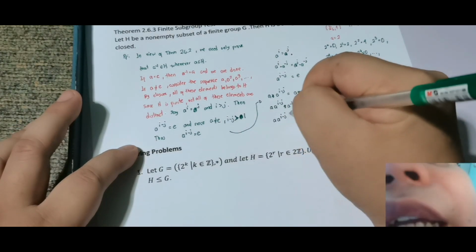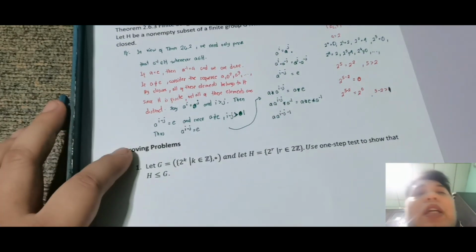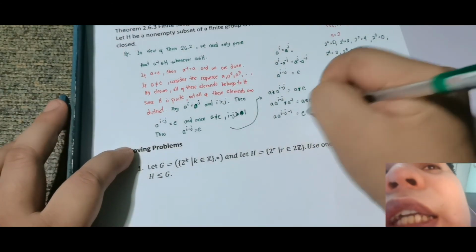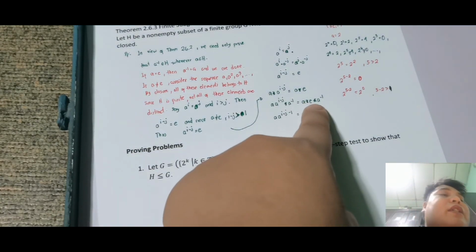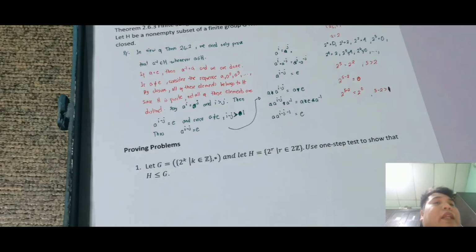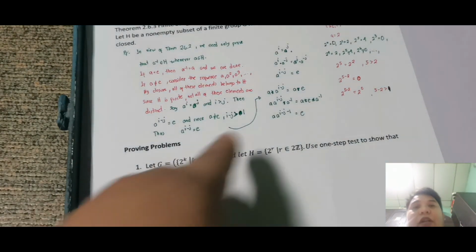a raised to i minus j minus 1. So kinuha ko lang lahat na sa left side. Kumbaga inangat ko lang din siya doon. Then this is just equal sa e. Okay, so a asterisk a inverse is e. So tama tayo dyan. Okay, so meaning ito yung nakuha natin na expression. So now may nakuha tayo ng ganyan.